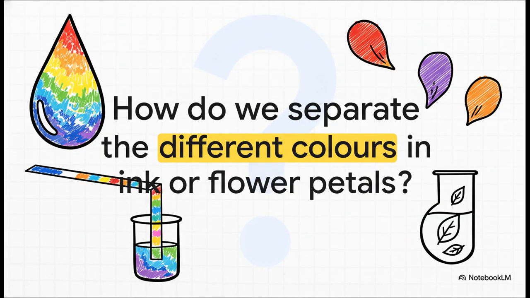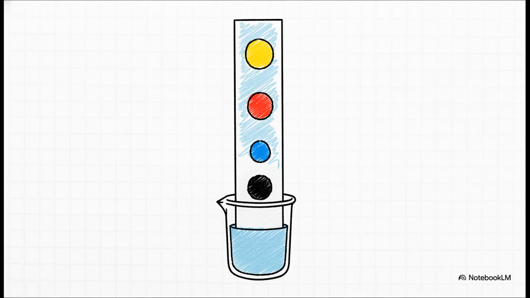Okay, and for our last advanced technique, let's talk about something very colorful. Did you know that a single drop of black ink is not actually just one color? It is usually a mixture of several different colored dyes. So the question is, how on earth can we separate these different colors from each other? We do this with a beautiful technique called chromatography. The name literally means color writing.